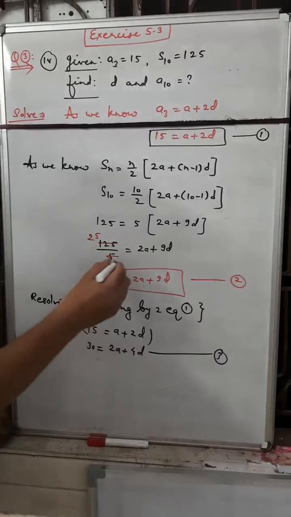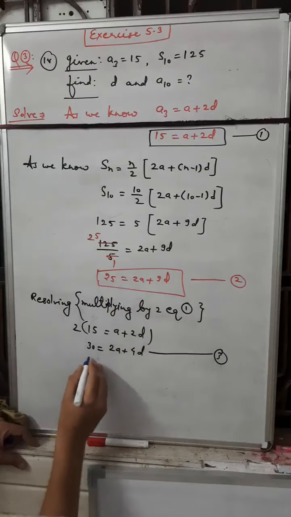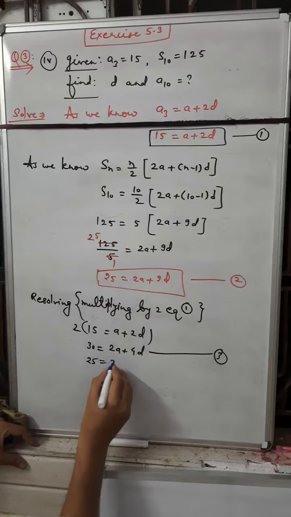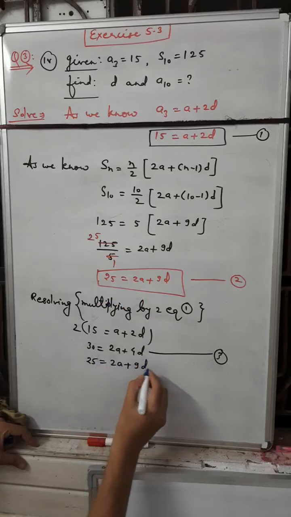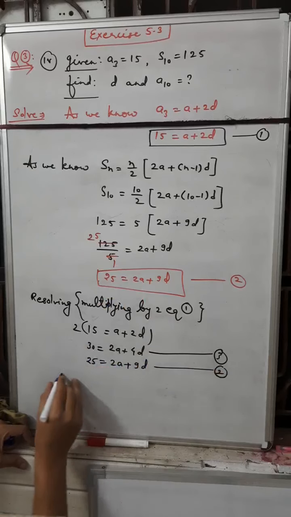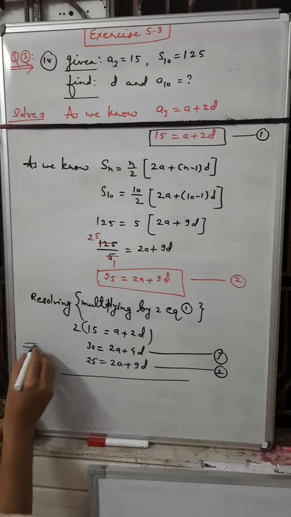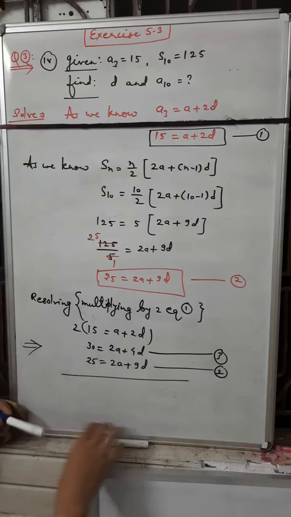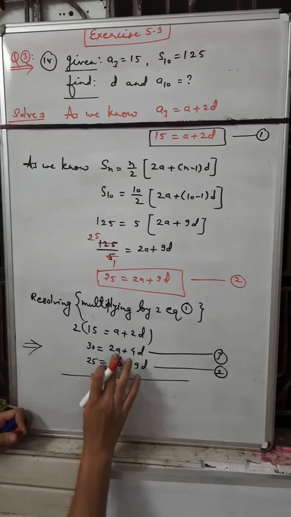Now we have equation number 2. We write here equation number 2: 25 is equal to 2a plus 9d. Now we are looking at both equations. In both equations we have the same coefficient of a.